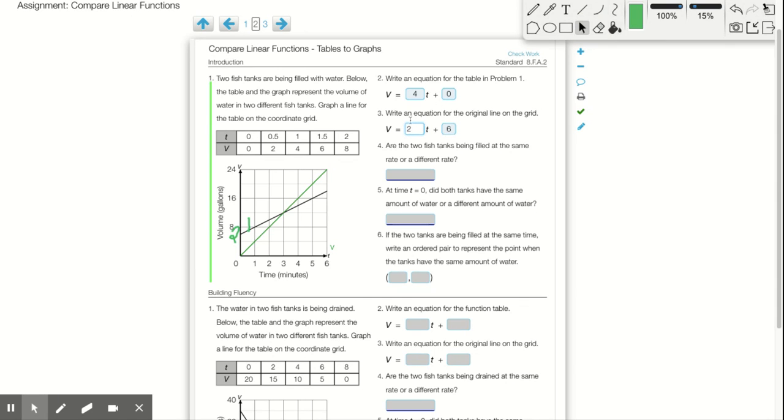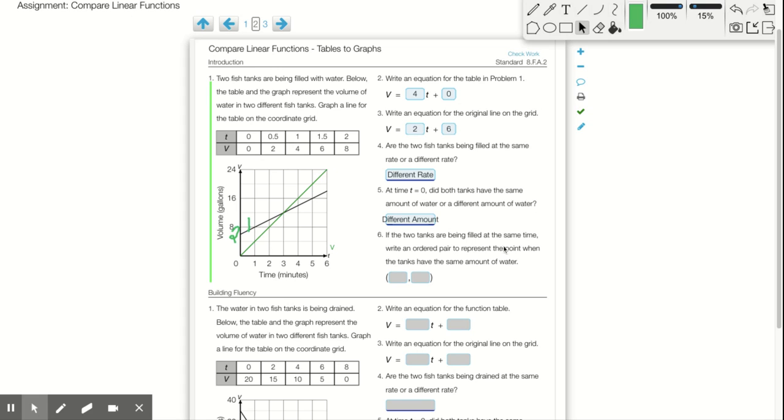So look at these two rates. This is going at a rate of 4, and this is going at a rate of 2. They're different rates. And they started at different points also. Are the two fish tanks being filled at the same rate or a different rate? Different. At time t equal to 0, did both tanks have the same amount of water or a different amount of water? They started at t is 0, and they had different amounts.